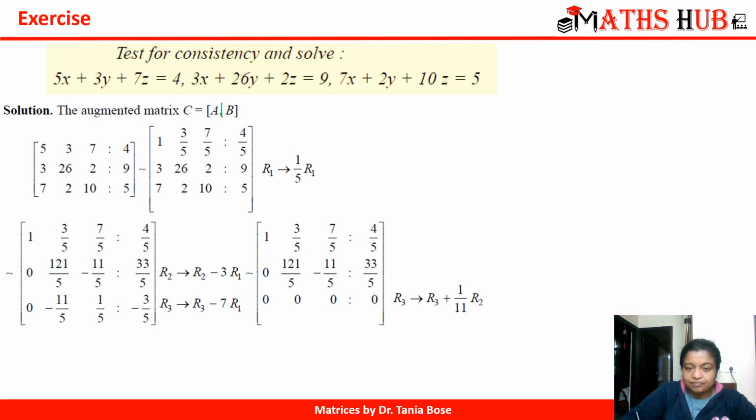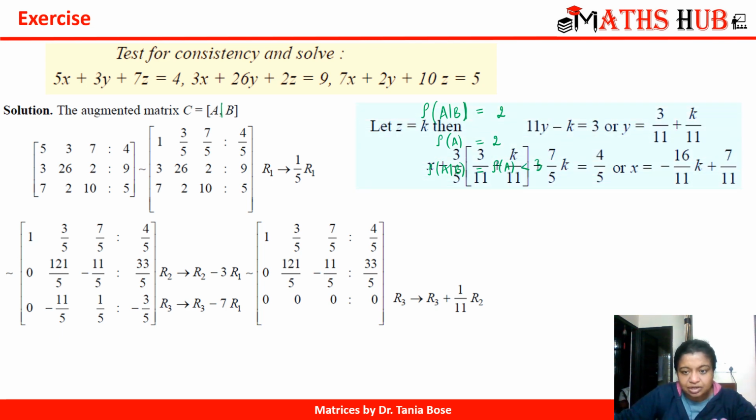At this stage, you can see, what is the rank of A augmented B? It is 2, isn't it? You have a complete 0 row. Similarly, rank of A is also equal to 2. So you can see that both the ranks are equal, but they are less than the number of unknowns. So it is definitely going to give you infinitely many solutions. So how will the infinitely many solutions exist?